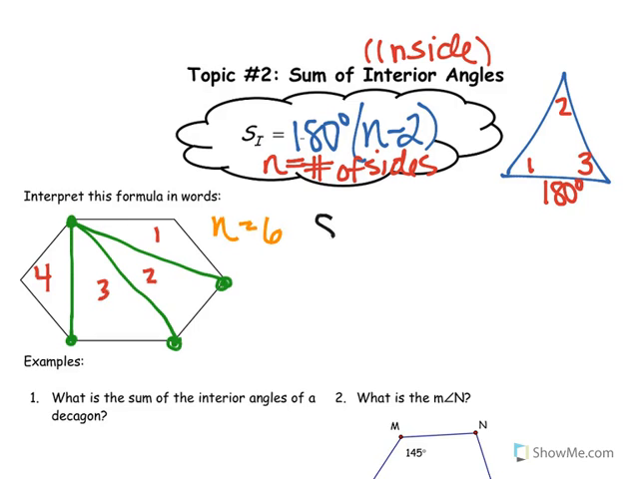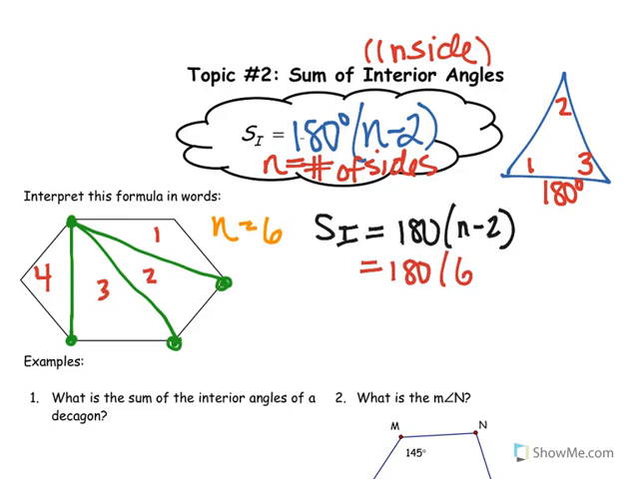And let's look at this formula. SI equals 180 times n minus 2. What we're going to do, n is 6, so let's plug that in. 180 times 6 minus 2. Well, what is 6 minus 2? 6 minus 2 is 4. So this is really 180 times 4.